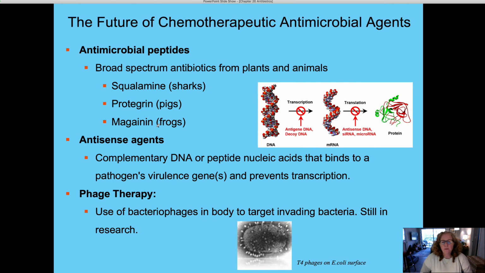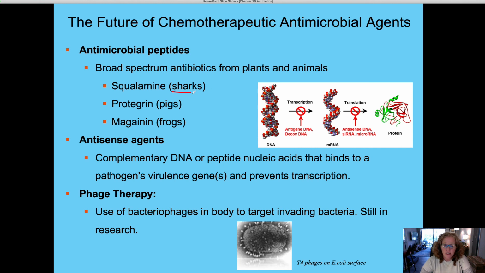Now, one of the things that's being looked into is how can we use other forms of antimicrobial agents? Does everything have to be an antibiotic? Can we change the target by changing the drug? So some of the ideas are antimicrobial peptides. These are broad-spectrum antibiotics that, instead of being derived from soil organisms or fungi, are actually being pulled from plants and animals. Animals in particular do have some ways of their own of preventing bacterial infections.